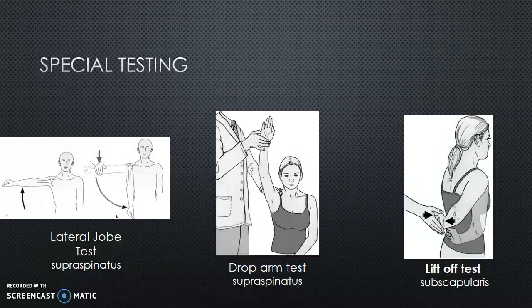And the last but not least is the lift-off test. This is going to test the subscapularis. And all you need to do is have the patient put their arm behind their back like they're about to scratch an itch back there. And then you're going to have them raise the hand off the back away from them. If they have pain in the shoulder or they end up rotating the shoulder forward to perform this movement, the chances are they are positive for this test as well.